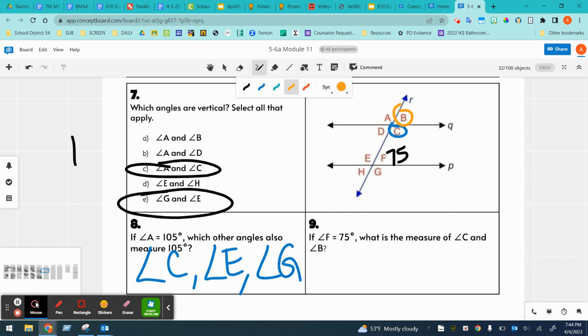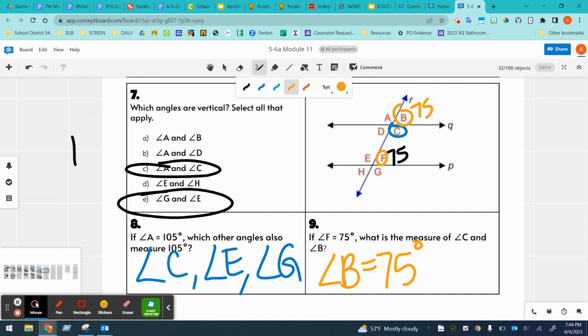Now I'm going to start with angle B because I think angle B is a little bit easier for us to find. The reason why I think it's easier to find is I noticed that angle B and angle F, they're in the same spot, just different shelf, which means they're corresponding angles, which means they're also congruent to each other, which makes that angle B must measure 75 degrees. Do not forget your degree symbol. That's an easy point on your test or your quiz as well.